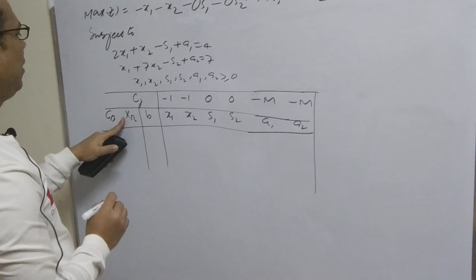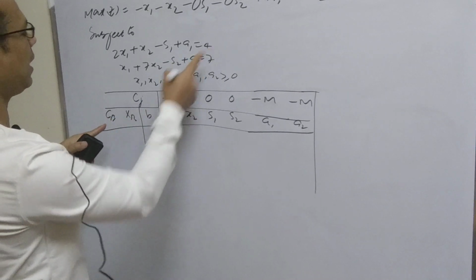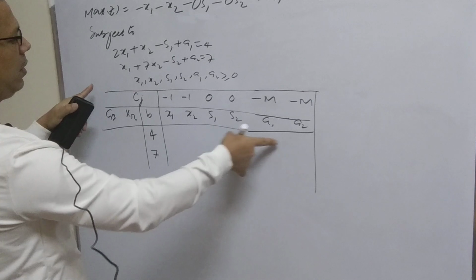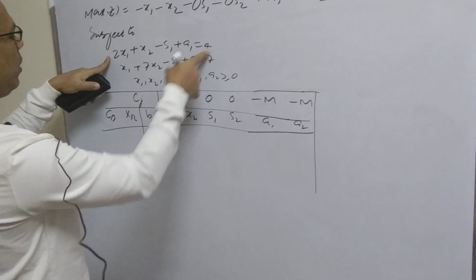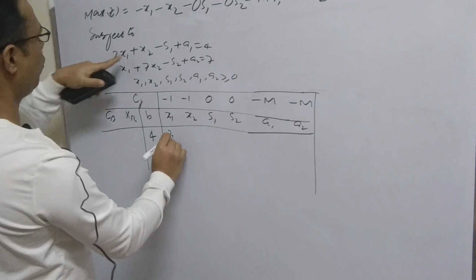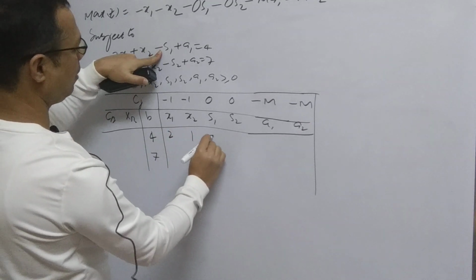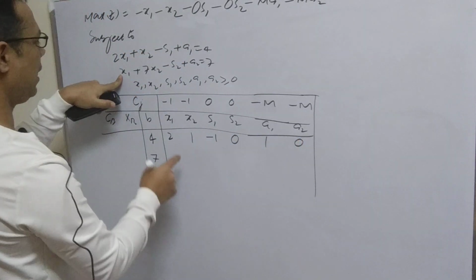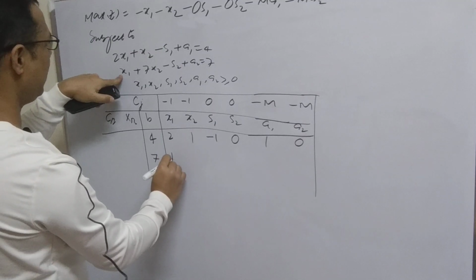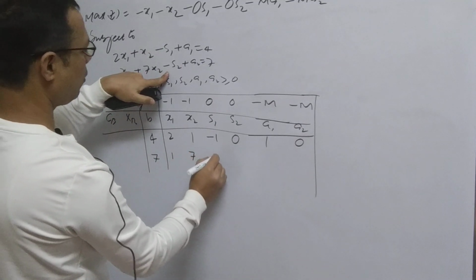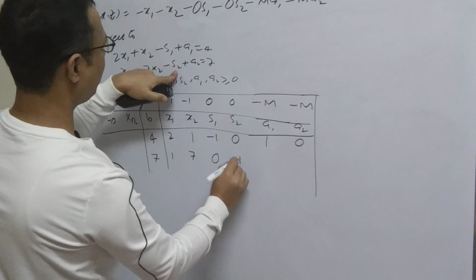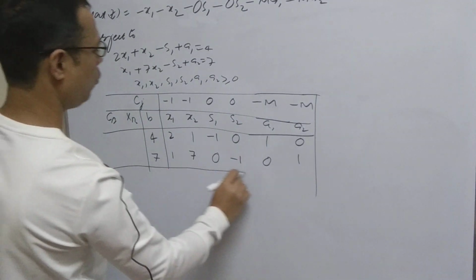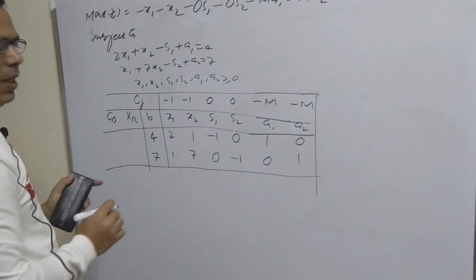Next, what are the different variables? Before looking at the variables, we need to see the right-hand side values, 4 and 7, because we fill this table with the help of these equations. For the 4: x1 coefficient is 2, x2 is 1, s1 is minus 1, there is no s2 so 0, a1 is 1, there is no a2 so 0. For the 7: x1 is 1, x2 is 7, there is no s1 so 0, s2 is minus 1, there is no a1, and a2 is 1. So now the table is filled with these values.